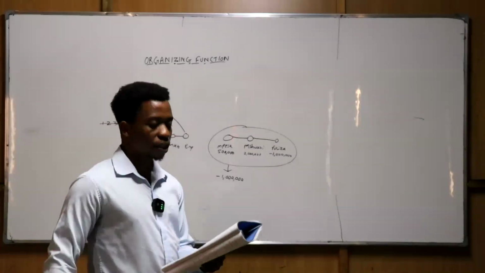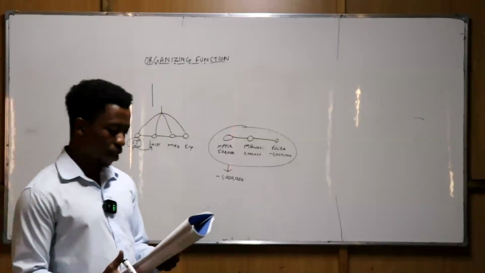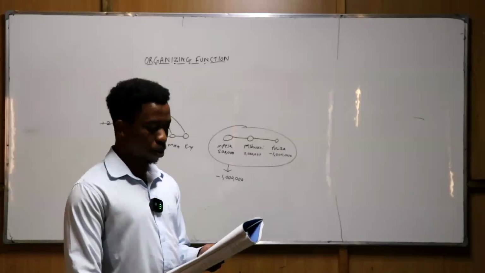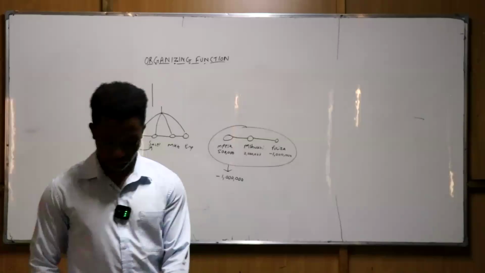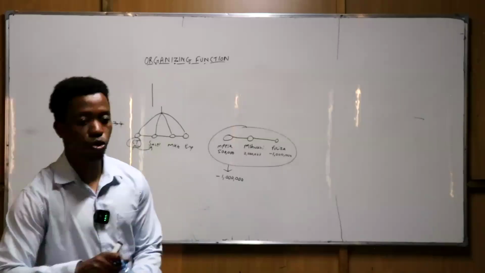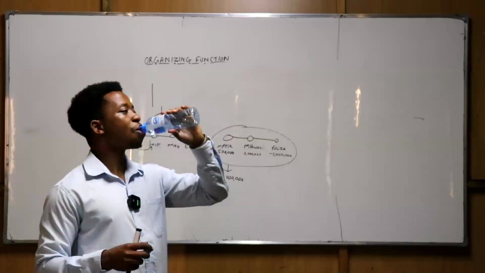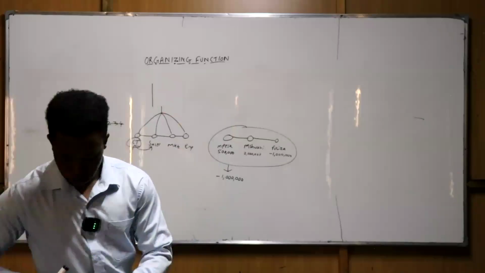Then establishing and maintaining a branch is expensive because each branch is very independent, and then the head office may lose control over some of the branches. Some branches may end up becoming too independent, such that they are making their own decisions.